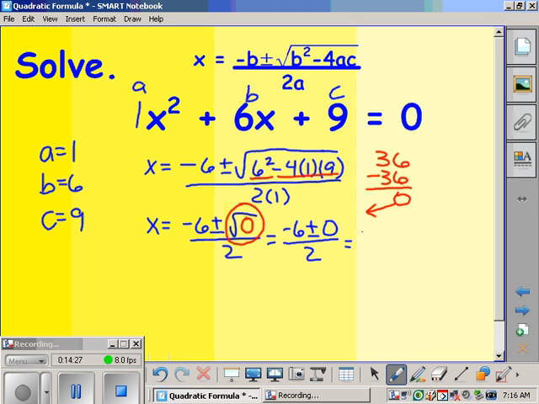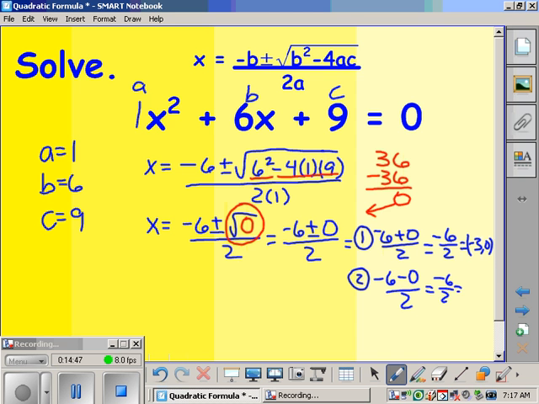Once we do that, we can get two answers, one using our plus sign and one using our minus sign. So -6 plus 0 and -6 minus 0. But what you'll notice in this problem is when you do the math, they're both going to come out to -3.